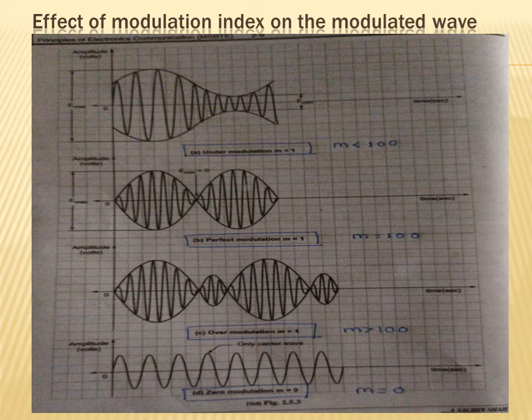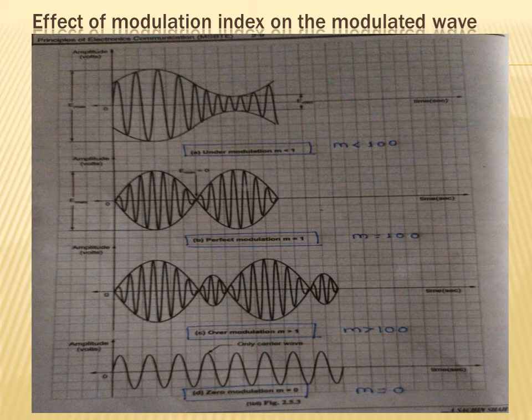Next condition, Em is greater than Ec. In this condition, distortion takes place, and M is greater than 1, that is M is greater than 100%. In this case, the envelope of AM is not exactly the same as the modulating signal, and again distortion takes place.